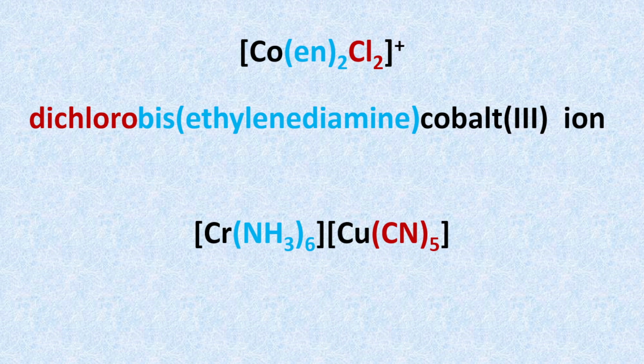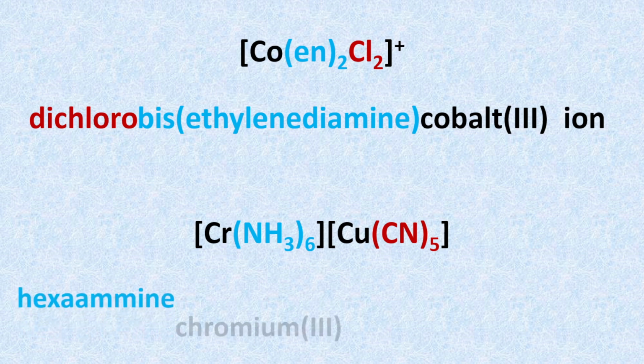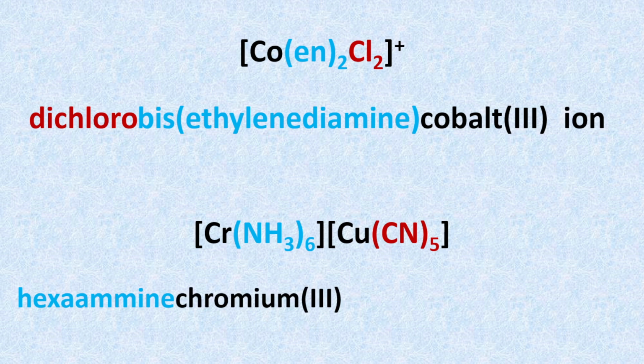In the cationic coordination sphere, chromium is bonded with 6 neutral amines, while in the anionic coordination sphere, copper is bonded with 5 uninegative cyanides. The charges on the coordination sphere are not mentioned, so these metals exhibit their most stable oxidation state. Thus, the oxidation state of chromium is +3, while the oxidation state of copper is +2. So the nomenclature is hexaamine chromium 3, space pentacyanocuprate 2.